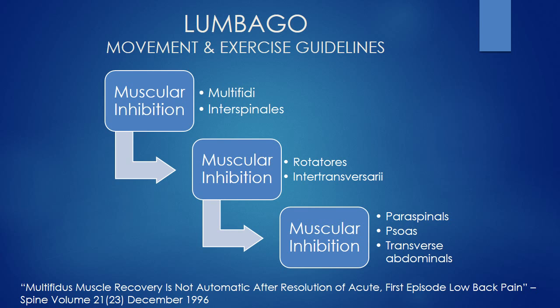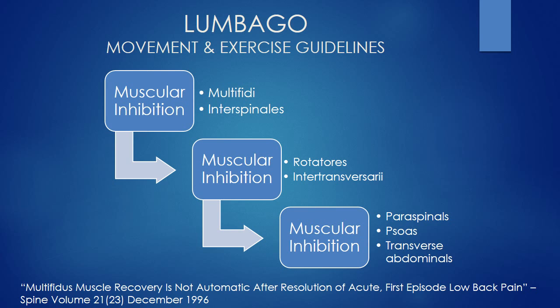And this was demonstrated in a fascinating study, and I've included this study for you in your handout materials. This is a study that was published in Spine magazine in December 1996. The title of this study is simply, "Multifidus muscle recovery is not automatic after resolution of acute first episode lower back pain." And I want to describe the results and the findings of this study for you so that you will be impressed with the necessity of proper rehabilitation of the lumbar spine.